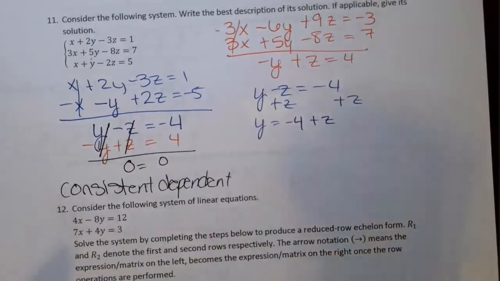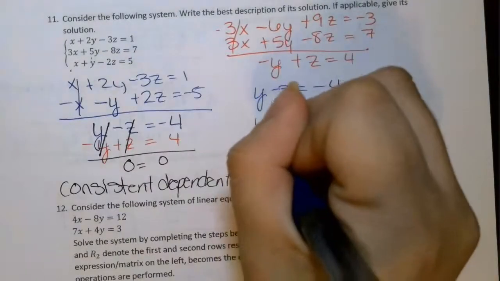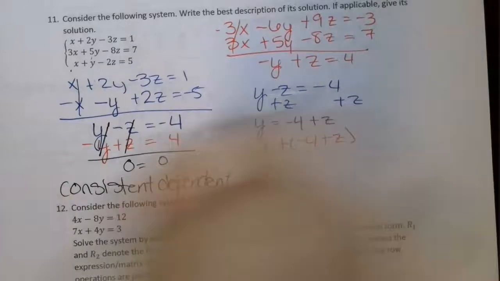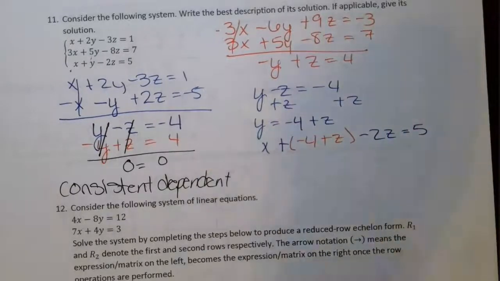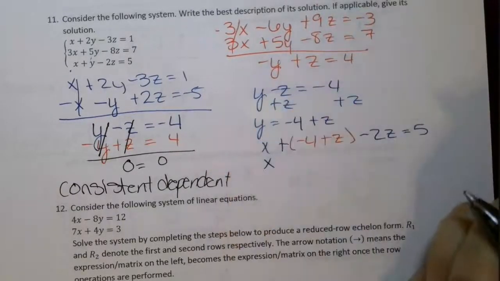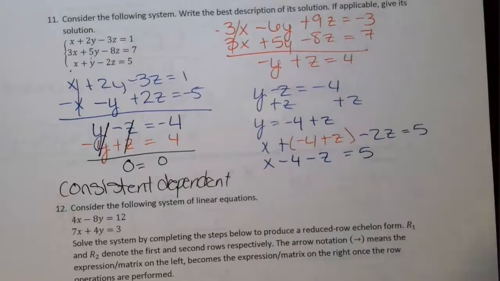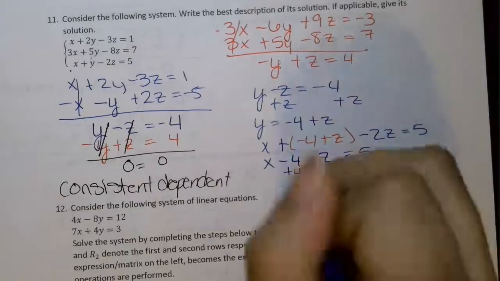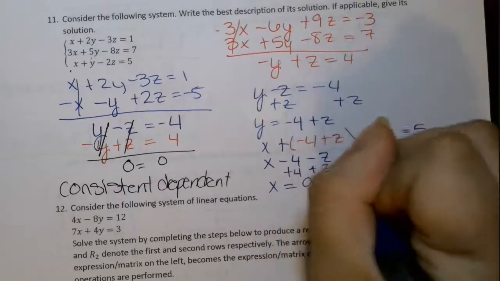Then I want to plug back into one of my original 3 equations to solve for x. I'm going to pick the bottom one since I don't have to multiply y by anything. I have x plus -4 plus z minus 2z equals 5. If I combine like terms, I have x minus 4, z minus 2z is -z equals 5. I add 4 and I add z to both sides, and I get x equals 9 plus z.